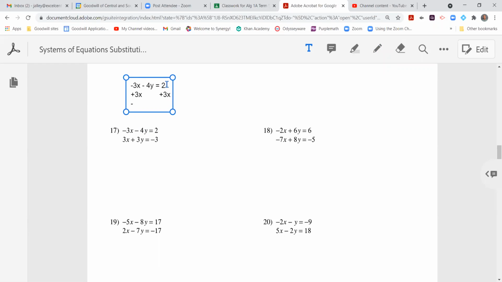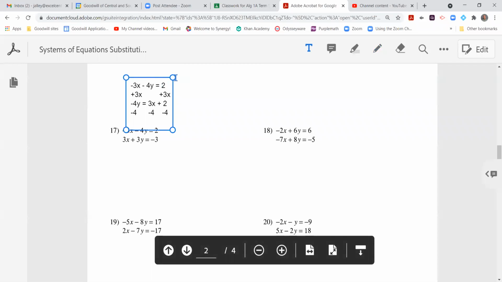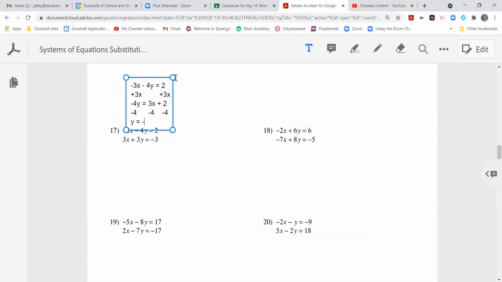And so that leaves me with negative 4y equals 3x plus 2. Now I've got to divide by negative 4. Negative 4, negative 4. Oh, this is really getting messy now, because now y equals negative 3/4 x minus 1/2.